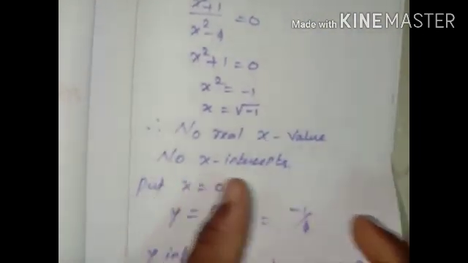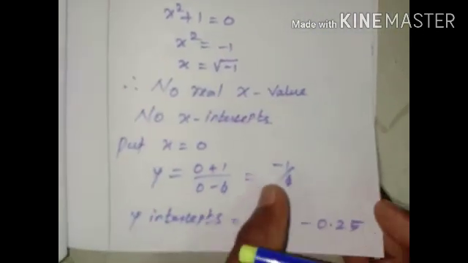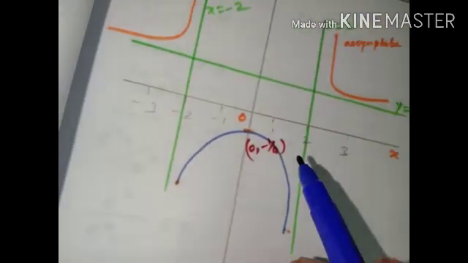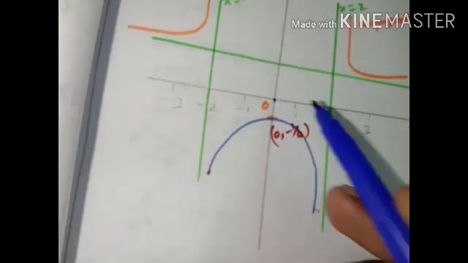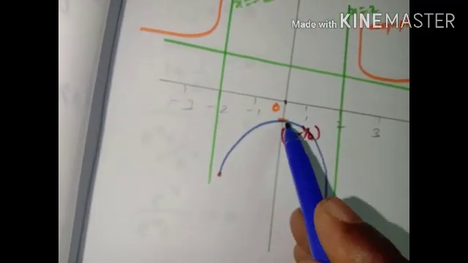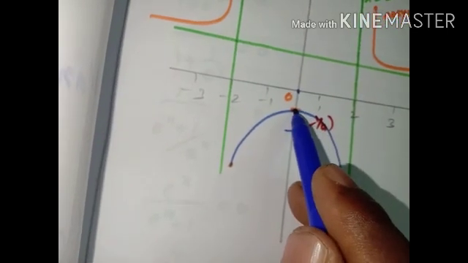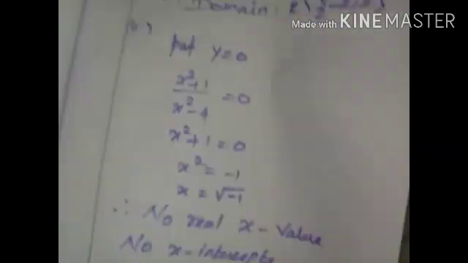The x-intercept is none. The y-intercept is minus 1 divided by 4. The y value is minus 1 divided by 4 when x value is 0. So at x value 0, the y value is minus 1 by 4.